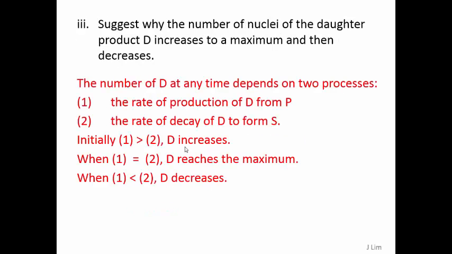The number of D at any time depends on two processes. One, the rate of production of D from P, and two, the rate of decay of D to form S. Initially, process 1 is larger than process 2, therefore D increases. When process 1 is equal to process 2, D reaches the maximum, and when 1 is less than 2, D decreases.